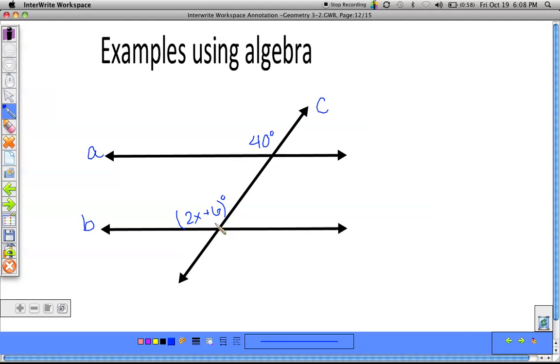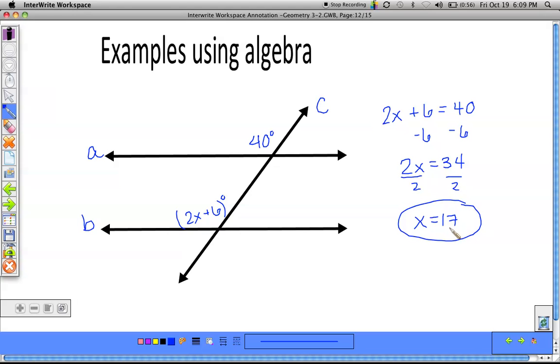And so because these are corresponding angles, we know that the value of x has to make this angle congruent to this one in order for A and B to be parallel. So we could set them equal to each other. We can have 2x plus 6 equals 40. And we can subtract 6 from each side and have 2x equals 34. And then we would just divide both sides by 2 to get x is equal to 17.